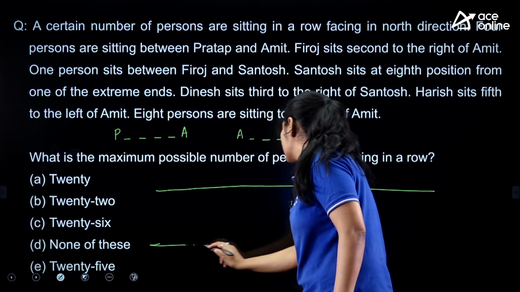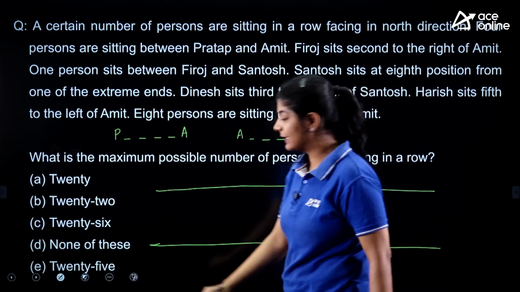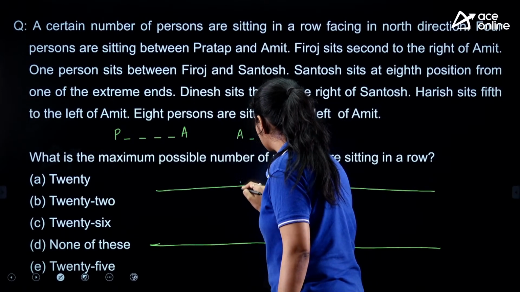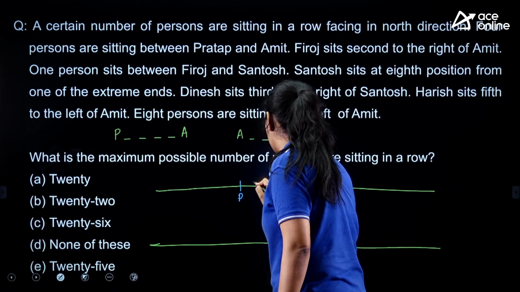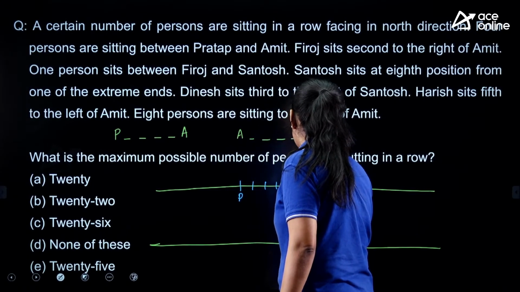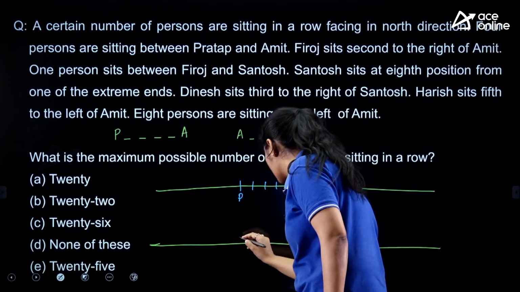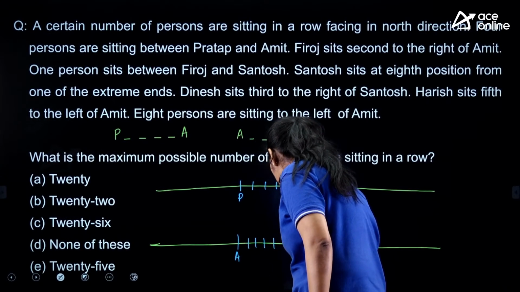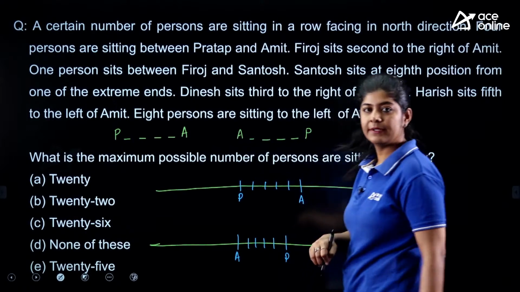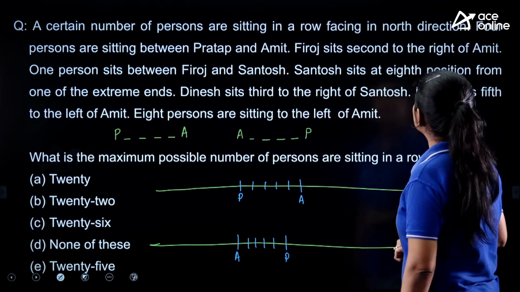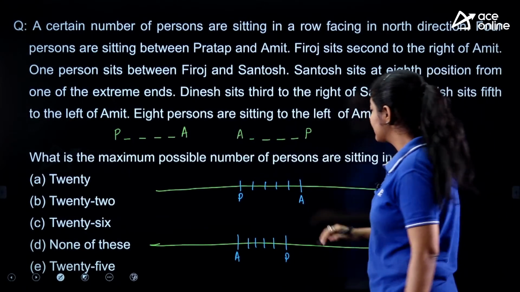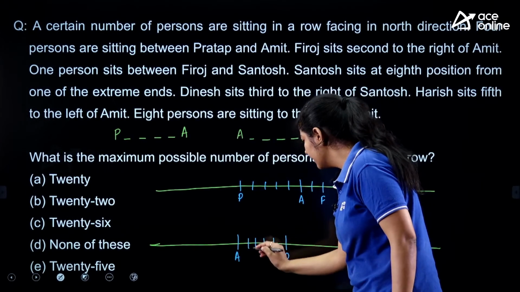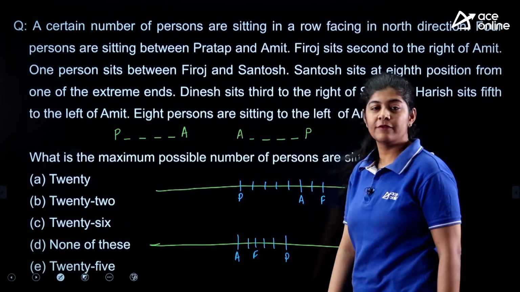So I'm assuming these are my 2 possible cases. Let's suppose here I have Pratap, 1, 2, 3, 4, and here I have Amit. In the other case, Amit, 1, 2, 3, 4, and here I have Pratap. Next. Feroz sits second to the right of Amit: first right, second right. Here we have the position of Feroz.